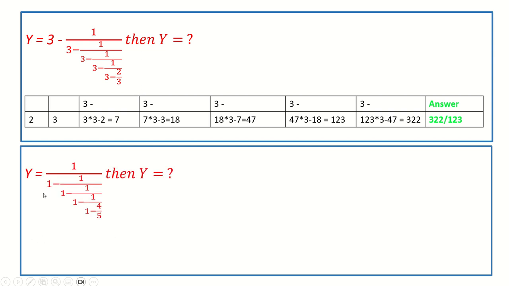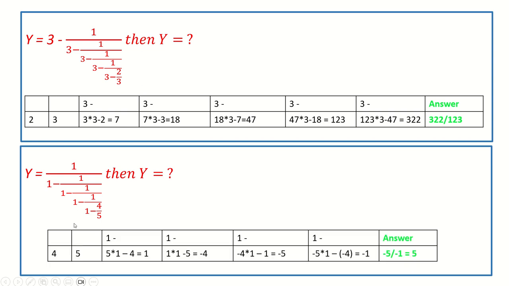So before that, let's solve one more simple example here. This is a simple fraction, so you will have 1, 2, 3, 4, 1 minus. And 4 and 5 are the last numbers. Then 5 into 1 minus 4, which is 1. 1 into 1 minus 5, which is minus 4. Minus 4 into 1 minus 1, which is minus 5. Minus 5 into 1 minus of minus 4, you have to do carefully whenever there is a minus sign. So this will become minus 1.